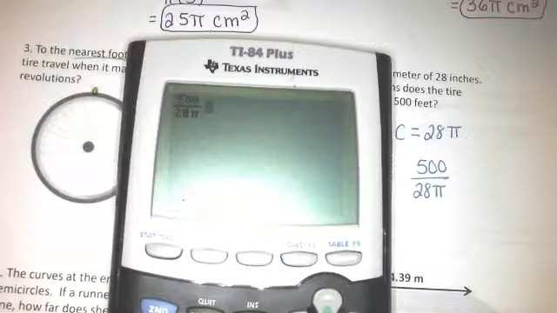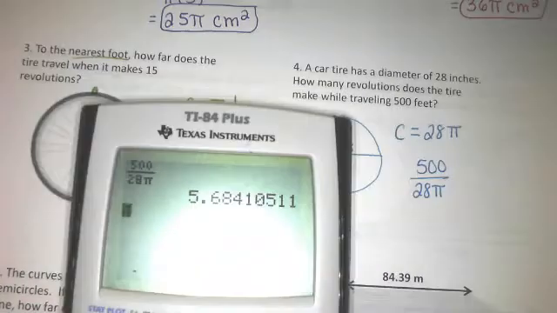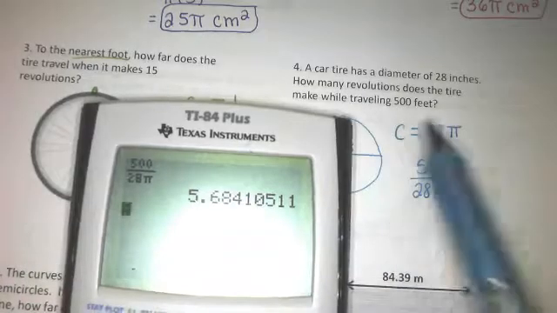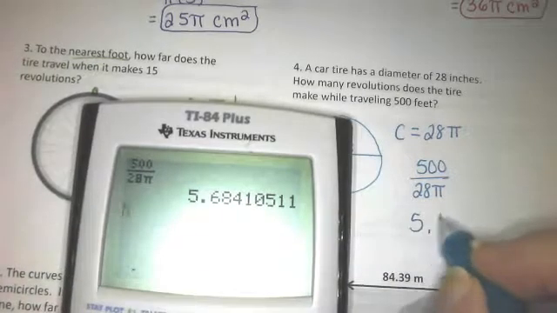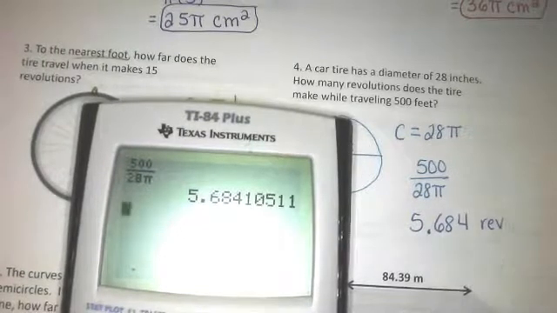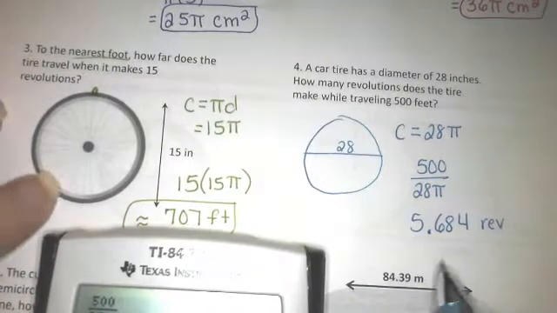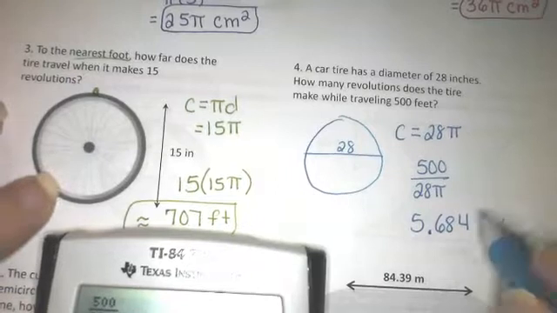So you have to tell it the right thing. So what do you get? 5.684 revolutions? Because it didn't tell us where to round off, so I'm going to go ahead and say 5.684 revolutions. That's an interesting question. So once you did number 3, hopefully number 4 was pretty easy because you were like, hey, that's the same thing.